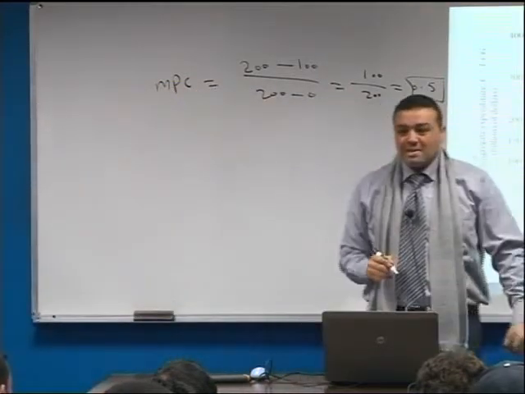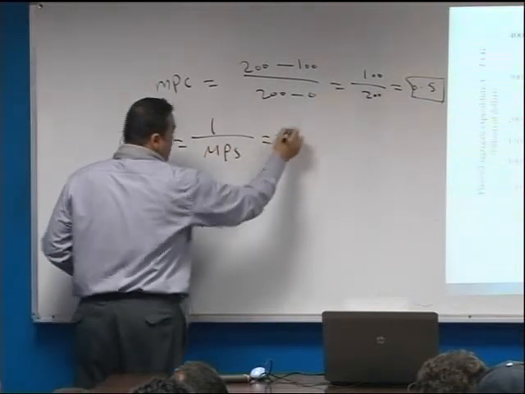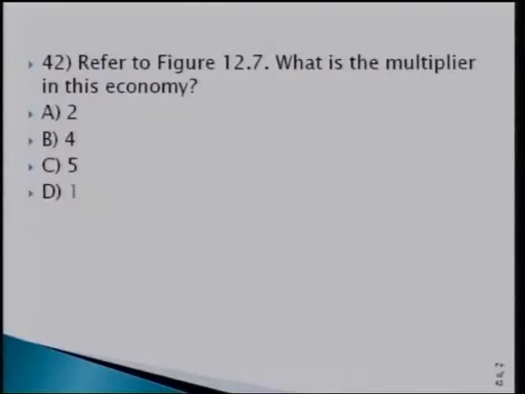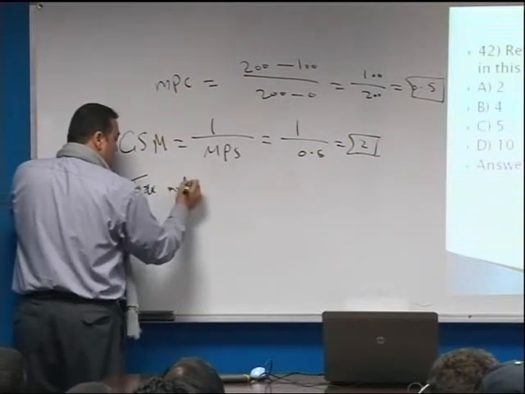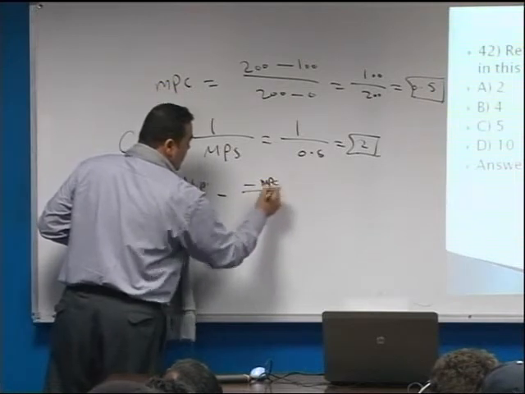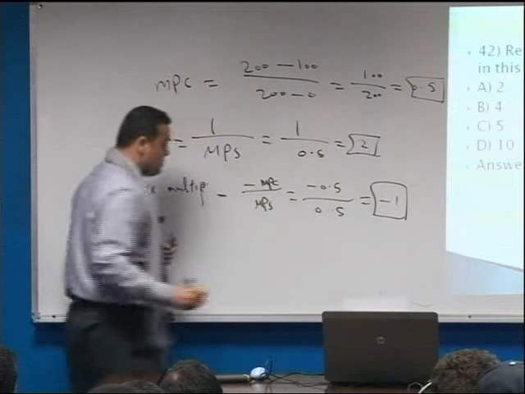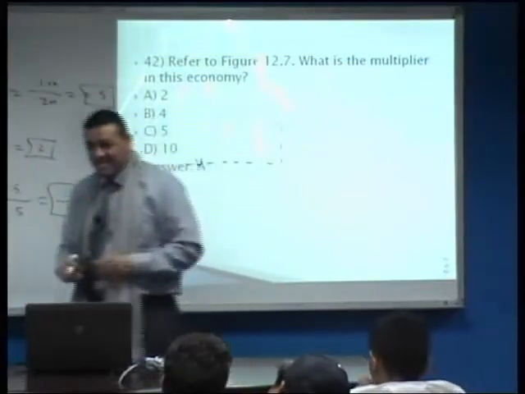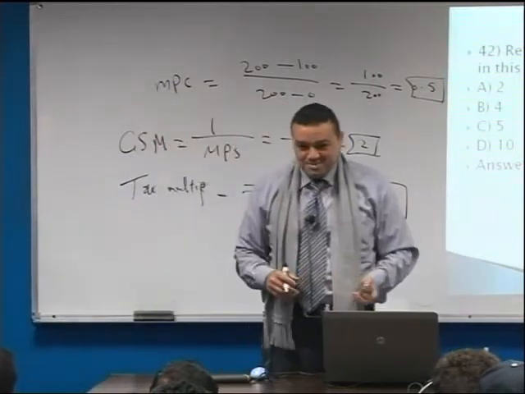How much is the multiplier, the government spending multiplier? The government spending multiplier is 1 over MPS, equals 1 over 1 minus MPC, 0.5, equals 2. That is the answer to the question: what is the multiplier in this economy? Okay, 2. Yes. Now how much is the tax multiplier? Let's talk about the tax multiplier: minus MPC over MPS, minus half over positive half, equals minus 1. Right? And how much is the balanced budget multiplier? 1. Yes, because the government spending multiplier plus the tax multiplier, 2 minus 1, equals 1. Right?